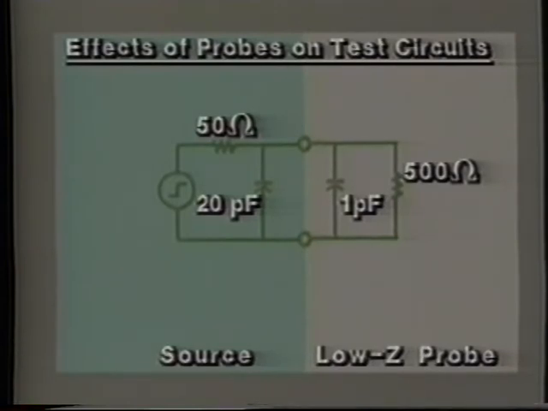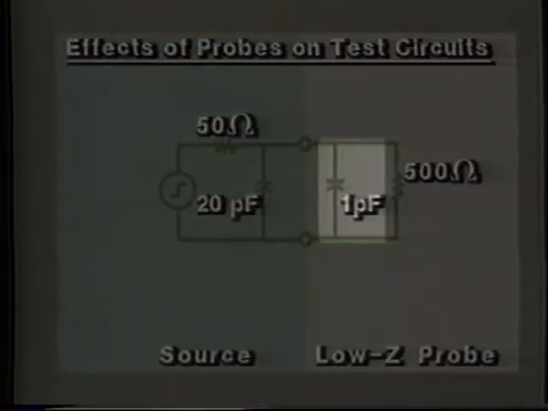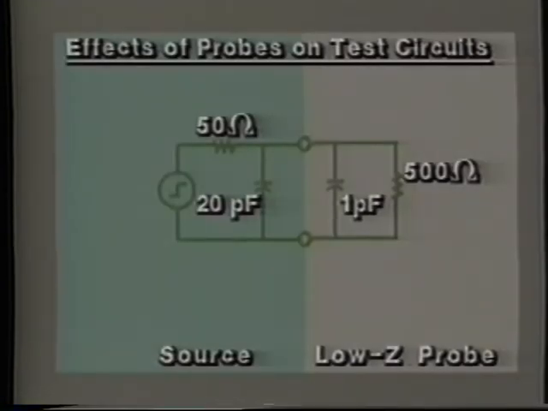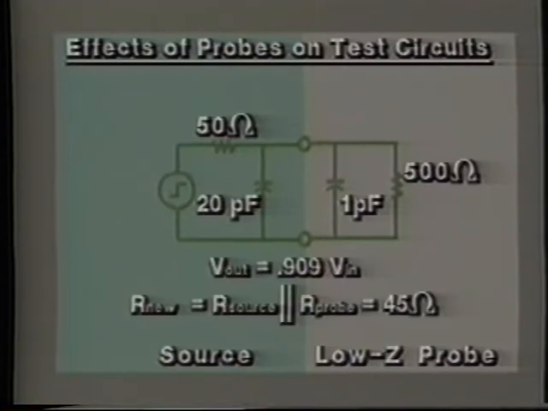Now let's try our luck with a low Z 10x passive probe. Again, we attach the equivalent input impedance of the probe to the circuit. Again, C probe and C source add directly, but this time C probe is only 1 pF. R probe, however, is only 500 ohms, not enough times larger than R source to be ignored. This R probe does form a voltage divider and reduces V out to 0.909 of V source.